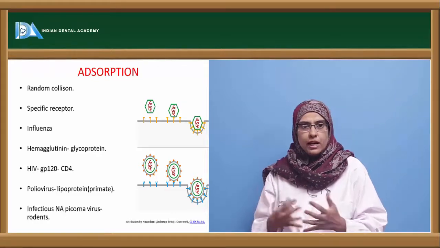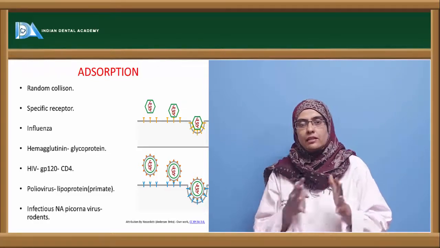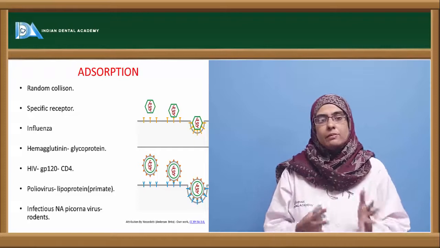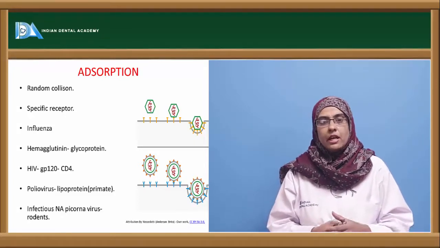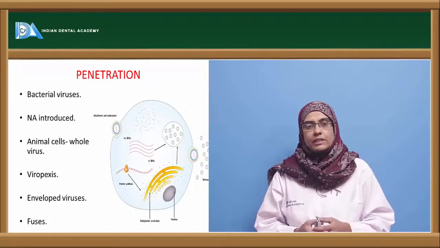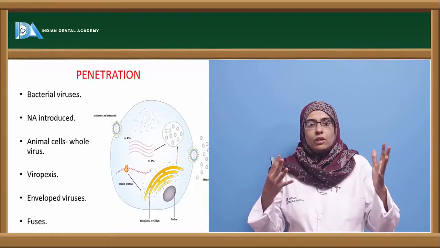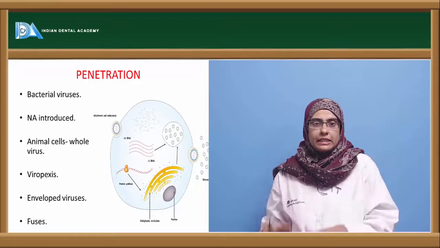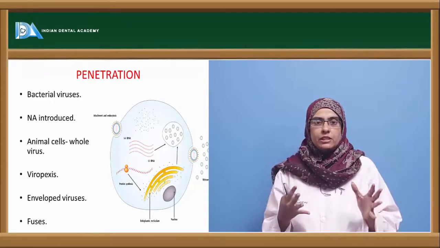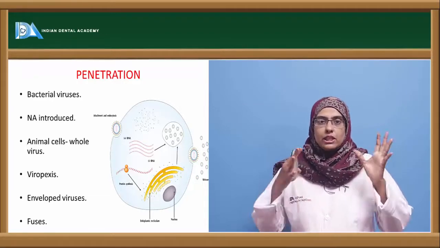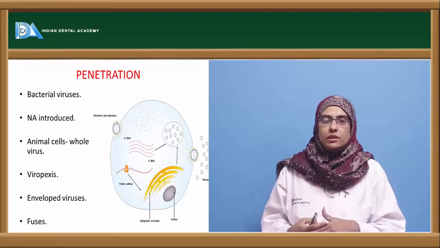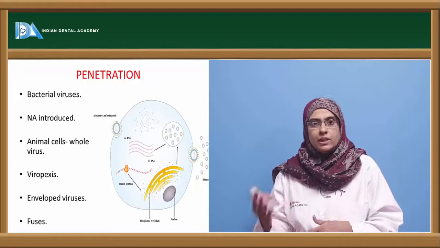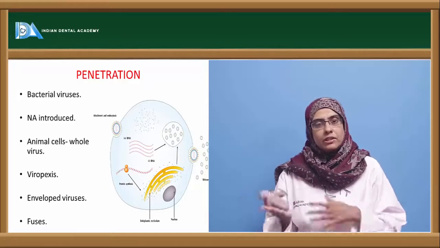So there should be a random collision between the receptor and the virus, only then can there be attachment or adsorption. Next is penetration, where in the case of bacterial viruses, as we know, it is not the whole virion particle that enters the host cell. The bacteriophage, like a ghost, attaches to the host cell and makes the viral genome enter into the host cytoplasm, where it can bring about either the lytic cycle or the lysogenic cycle.